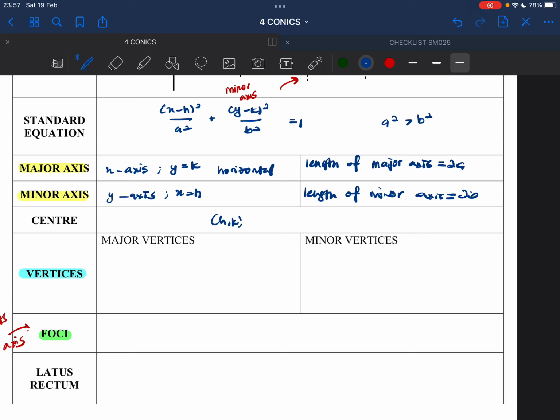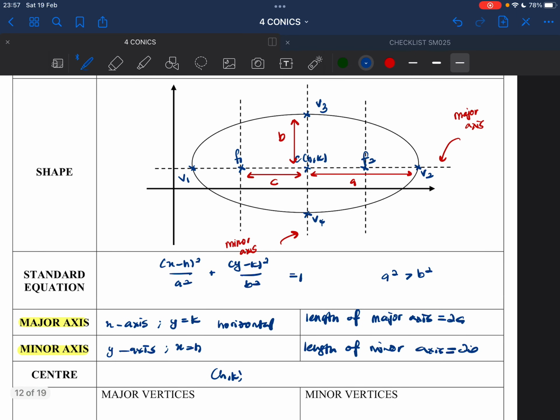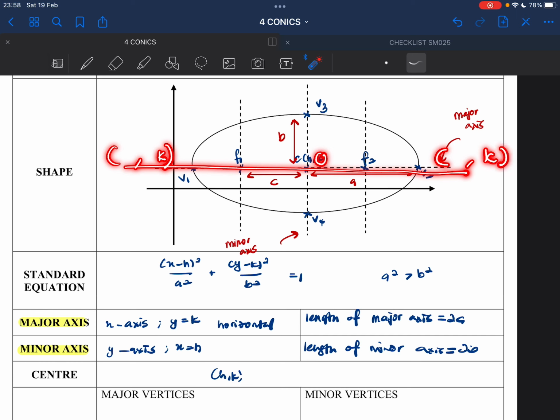So now let's find the vertices. Major vertices basically lie on the major axis. We know that this is our major axis, so these are the major vertices. Which coordinate is the same for vertex 1 and vertex 2? Obviously the y coordinate, k, will be the same, so here will be k, here will be k. The only thing that will change is the x coordinate.